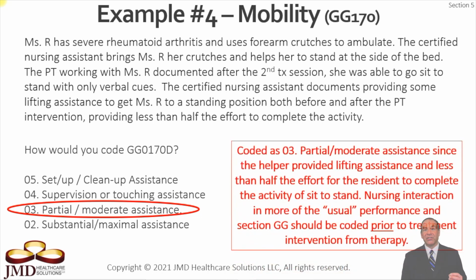So, again, the rationale for that is going to be partial moderate assistance because the helper provided lifting assistance for less than half the effort for the resident to complete the activity, sit to stand. Nursing interaction is more the usual performance, and section GG should be coded prior to therapy intervention. Okay, that's really what the RAI manual says. So, does that make sense?